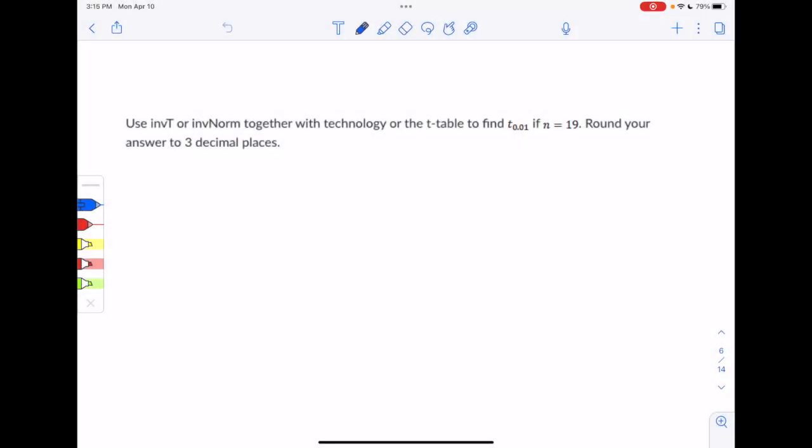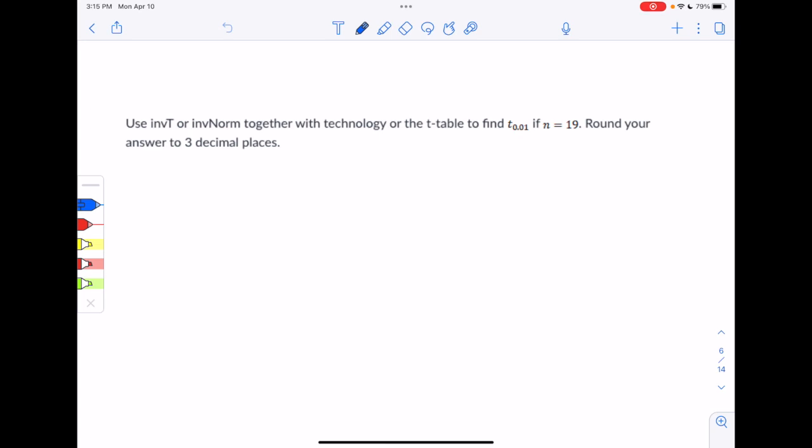This one comes from section 8.3. Use inverse t or inverse normal together with technology or the t-table to find t of 0.01 if n equals 19. Round your answer to 3 decimal places.